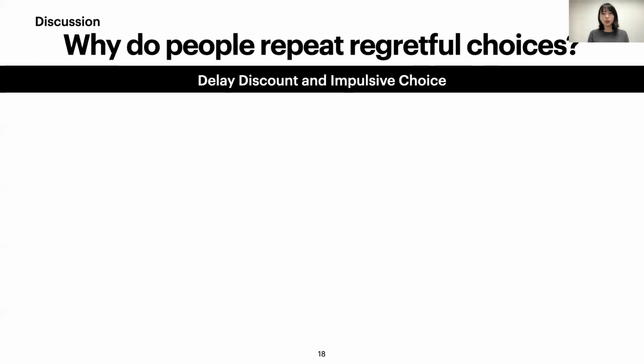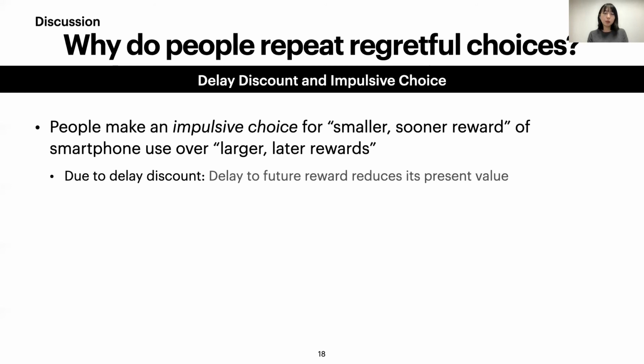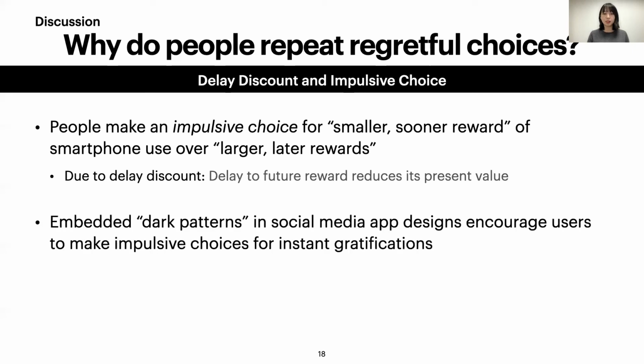Reflecting on our results, we questioned why did our participants repeat regretful choices when they explicitly reported being regretful? Why is it so hard to stop regretful choices? Our hypothesis is that people make an impulsive choice for sooner, smaller rewards of using smartphone over larger, later rewards of better productivity, accomplishment, and health due to the delayed discount of future reward in its present value. Furthermore, the current social media app designs only exacerbate these patterns by embedding dark patterns in the workflow design, guiding users towards features that present instant but endless gratifications.